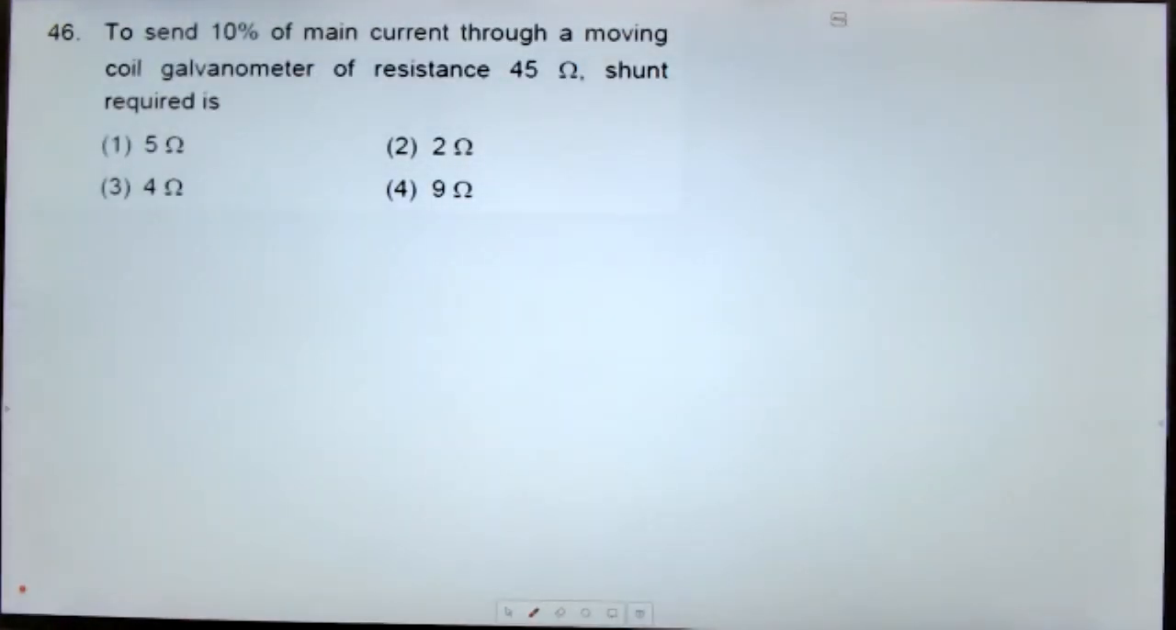Next. To send 10% of the main current through a moving coil galvanometer of resistance 45 ohms, then the shunt required.